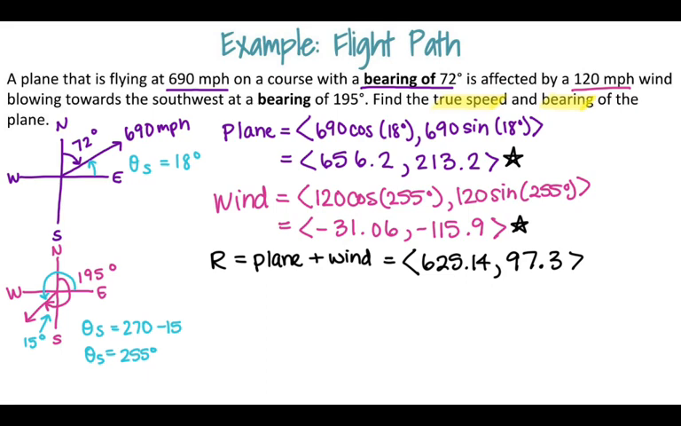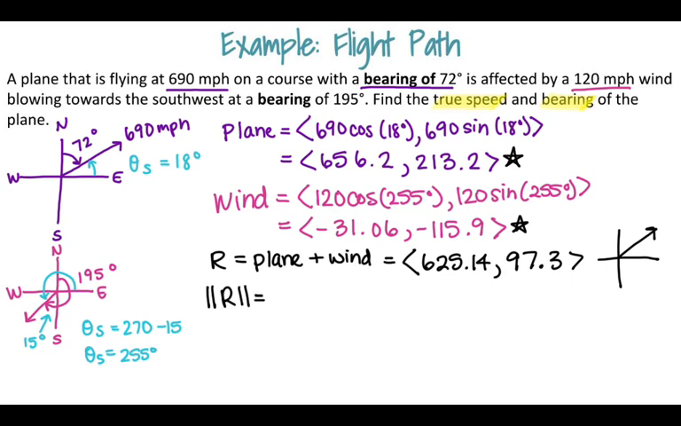Okay, so this represents the resultant vector. This is actually what the plane is doing. And again, I'm going to sketch a vector diagram. If you'll notice, both your horizontal and your vertical components are positive, so that puts me in the first quadrant. From here, to find the true speed, we take the magnitude of the resultant vector.